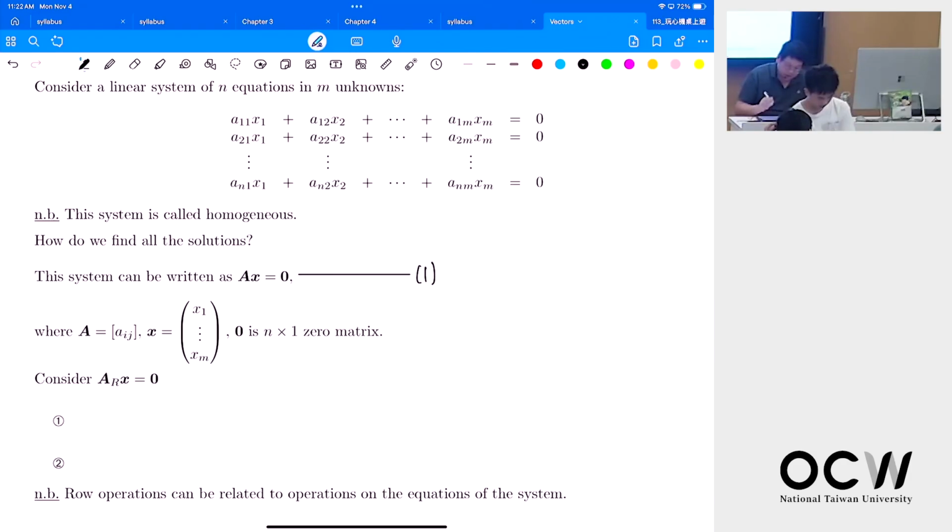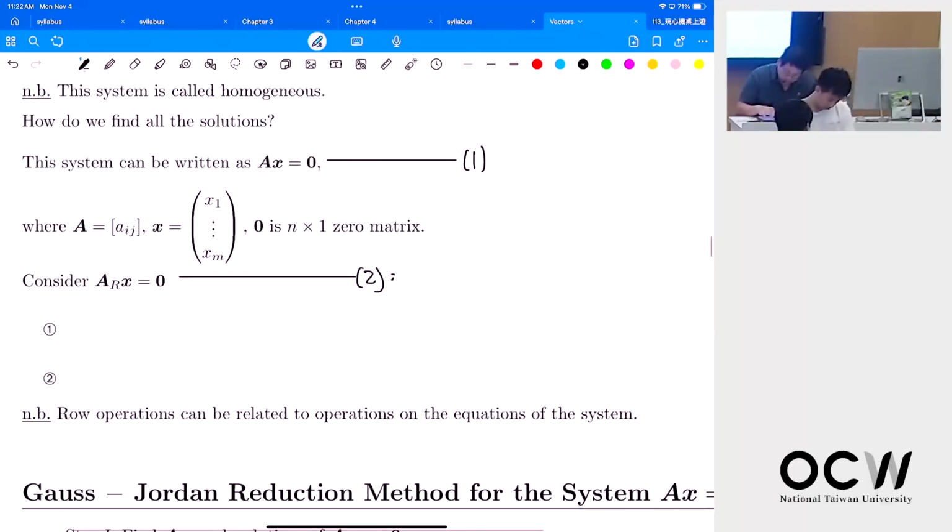So Ax equals 0. I can do any elementary row operations, right? To add, subtract, whatever. Then eventually we'll get the reduced matrix. Because those are still zeros, I will have the reduced matrix times x equals 0. This is equation 2, the reduced system of equation 1.